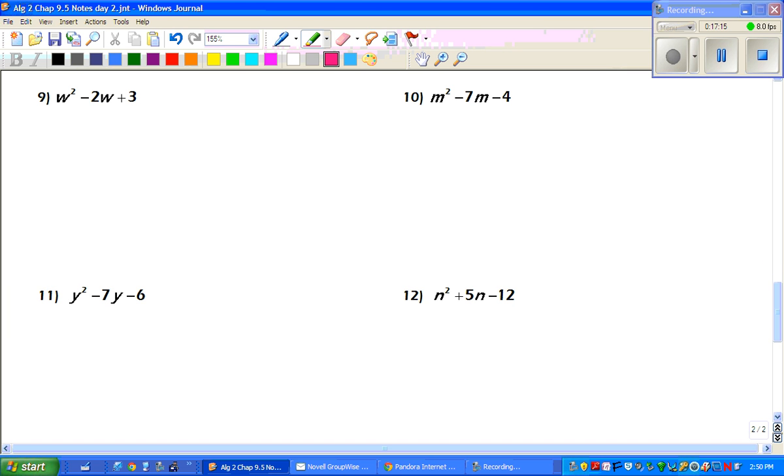So what I want to do first is we're going to label A is 1, B is negative 2, and C is 3. So when we multiply A times C, we want the factors of 3, which are just 1 and 3. So which groups of those add up to negative 2, but multiply to 3?